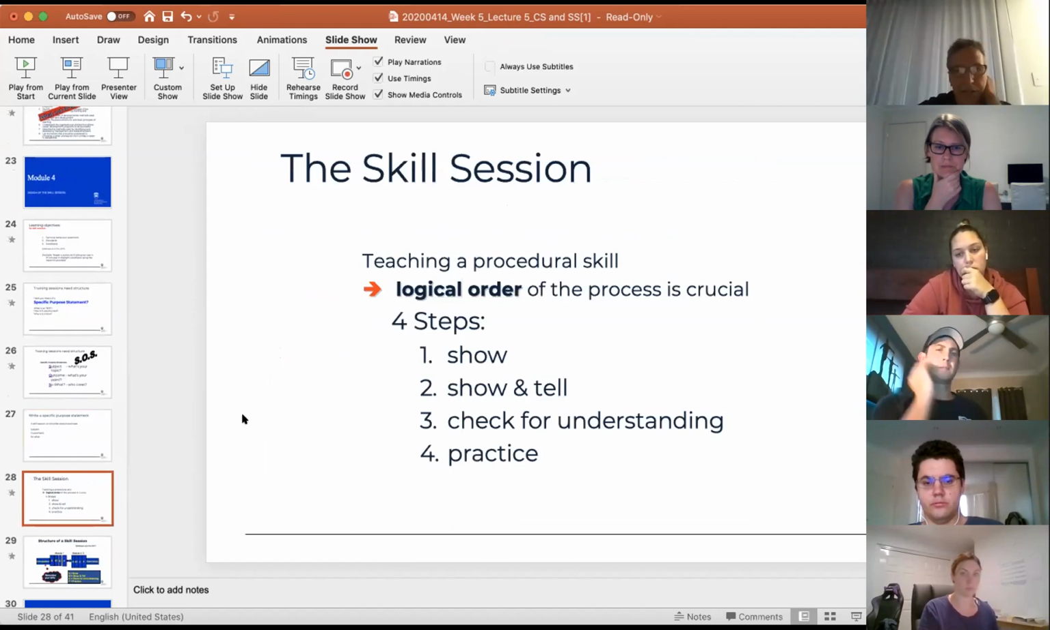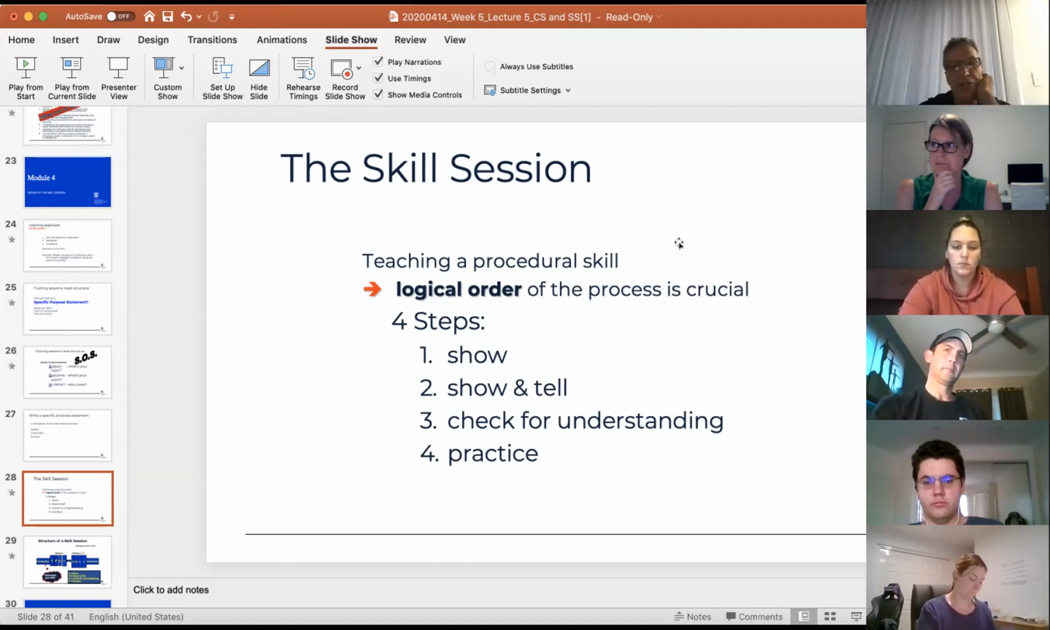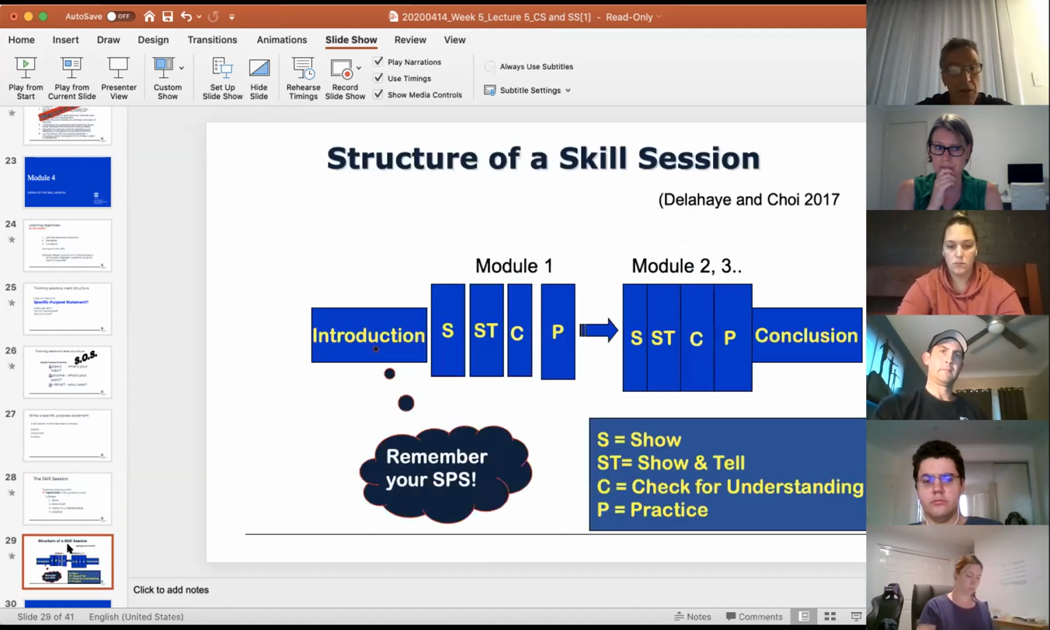So the skill session is about teaching procedure. And there's usually a logical order of the process that's crucial. A textbook talks about this approach of showing, and then telling, then checking for understanding, and then practice. It goes along like this: there's an introduction where you introduce what you're going to do, gain people's interest and tell them why it's important for them to learn this particular skill. And then you do show, tell, check, practice.